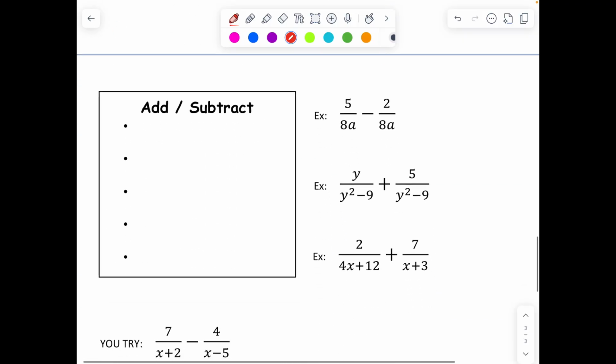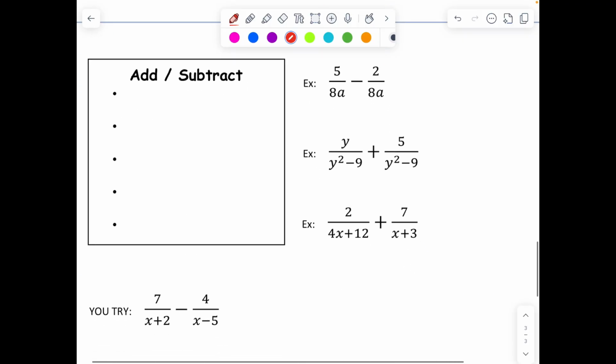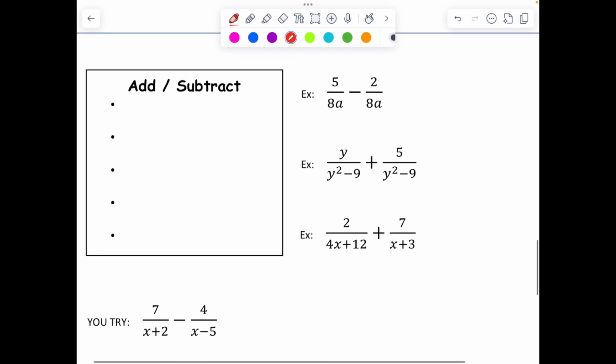Now we're going to move to the section of adding and subtracting. And sometimes these can be a little bit tougher, believe it or not, because we know when we add and subtract fractions, we have to have like denominators. And sometimes they're not always alike. Now, these are not too difficult. We'll get into harder ones as we progress.